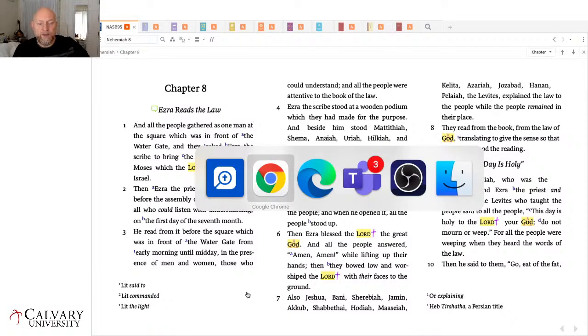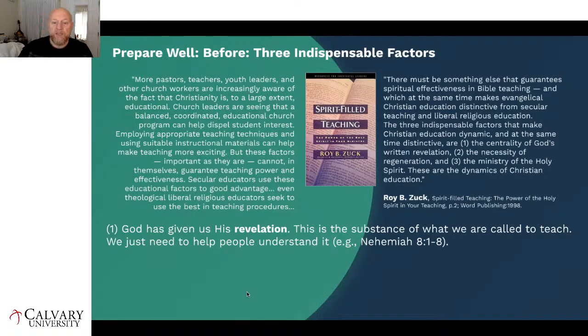And the reason I bring it up here is because the Levites and Ezra just helped the people to understand what God had said. They weren't making up new stuff here. They were simply telling them what God had said. And this is what we always need to keep in mind, that God has given us his revelation. What we want is for people to learn what God has said. It's not about us impressing people or us being so wise and insightful. It's about what God has said. And if people come away understanding what God has said and they forget all about us, then mission accomplished.